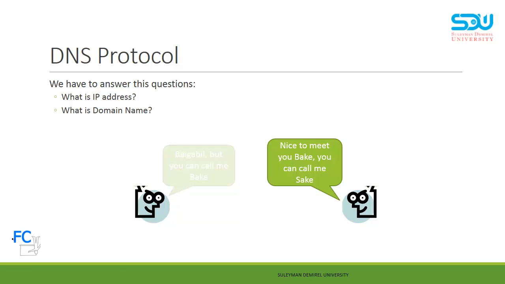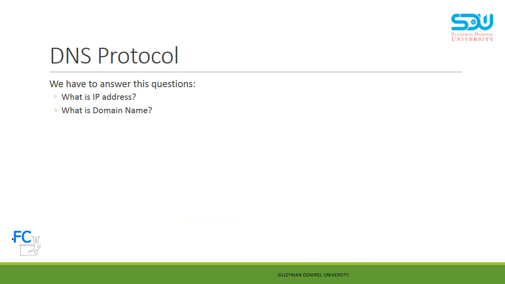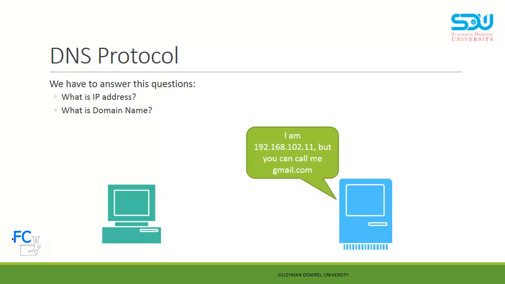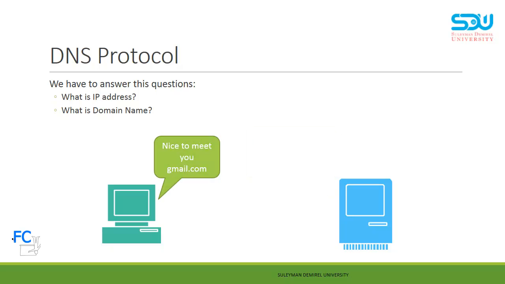And let's take a look at this example where we have the interaction of two computers. Say, "Hello, I'm 192.168.102.11." And the other says, "Hi, 192," and it's also difficult for a person to remember such an address. So he says, "I am 192.168.102.11, but you can call me gmail.com." So instead of writing this long numbered address, we can just write gmail.com. "Oh, nice to meet you, gmail.com," says this computer.